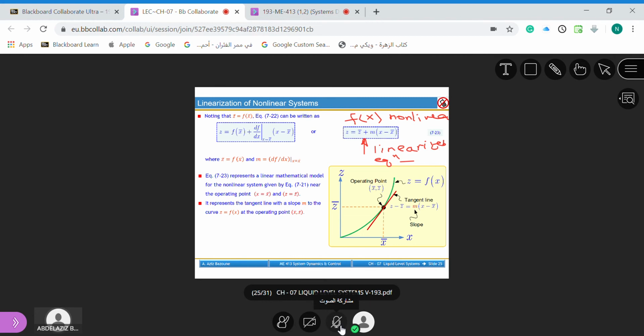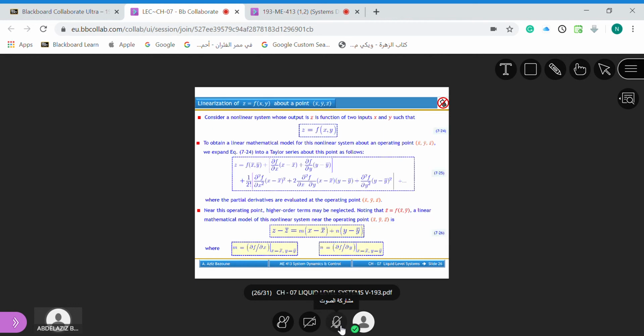Is it clear, this one? So m here is the slope at x equal to x bar, and z is equal to f of x bar, the value at this point. So at x bar, the function has the value z bar, and z minus z bar is the equation of a straight line where the tangent has a slope of m. Will you recognize this equation here? So this is what we are saying here. The equation represents a linear mathematical model for the nonlinear system given by this. It represents the tangent line with a slope m to the curve z equal to f of x at the operating point x bar and z bar.